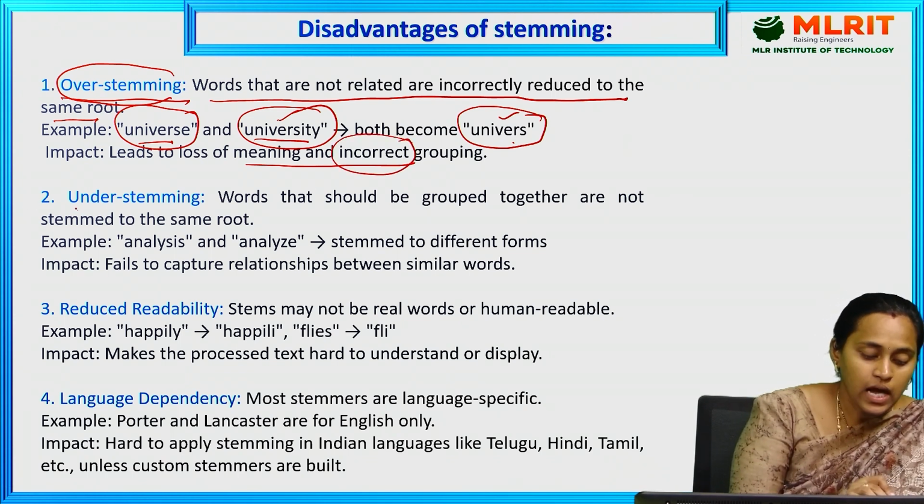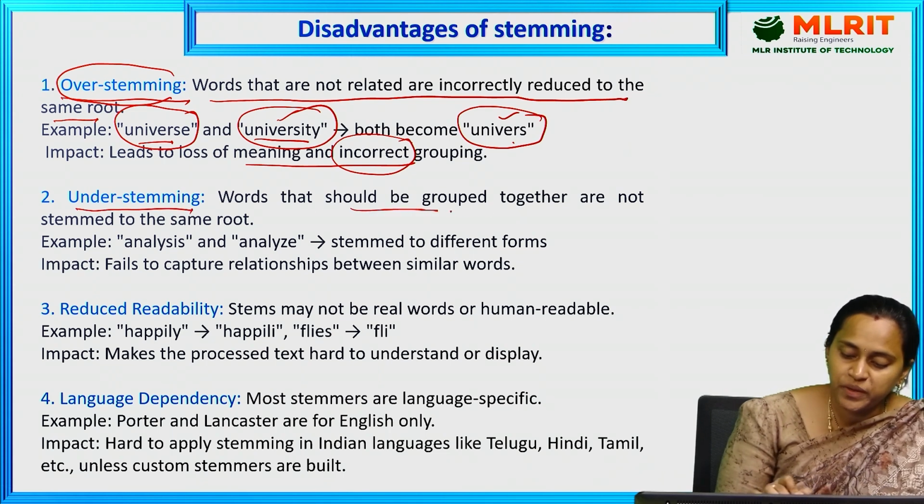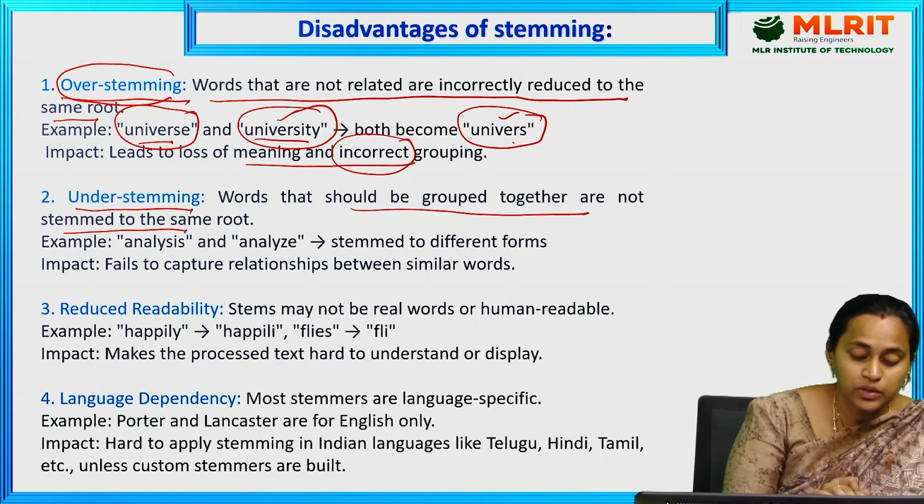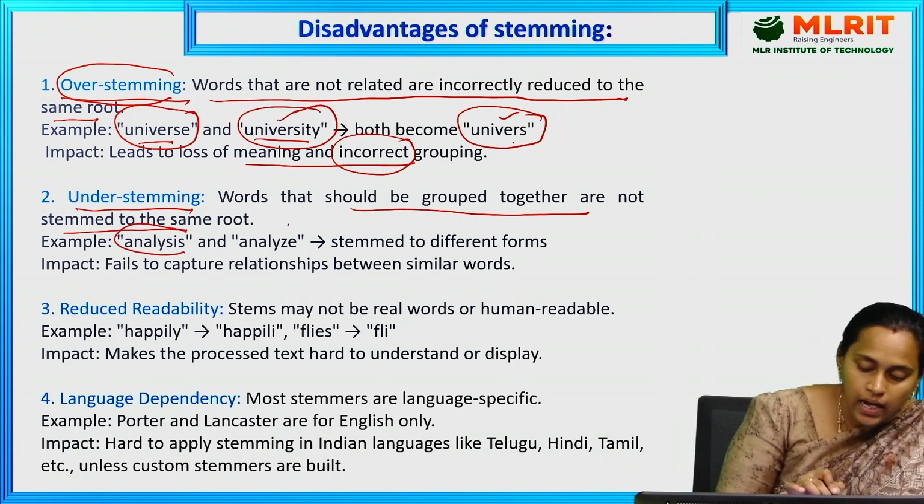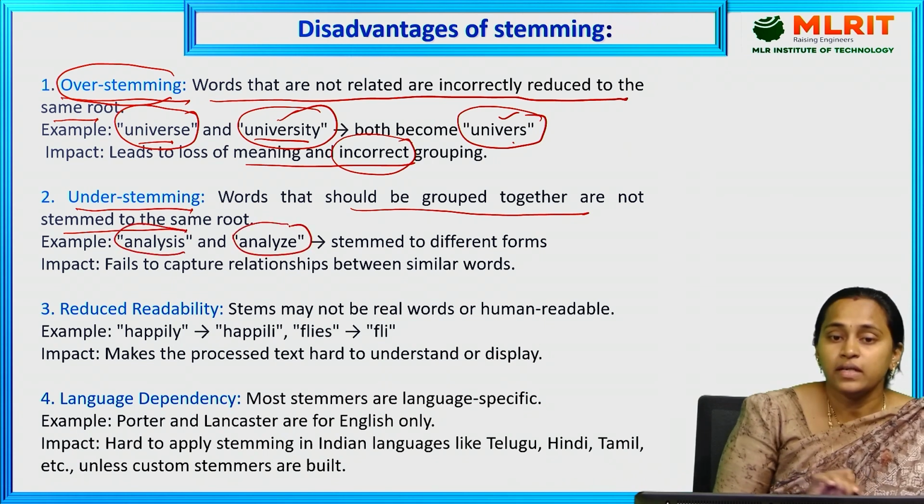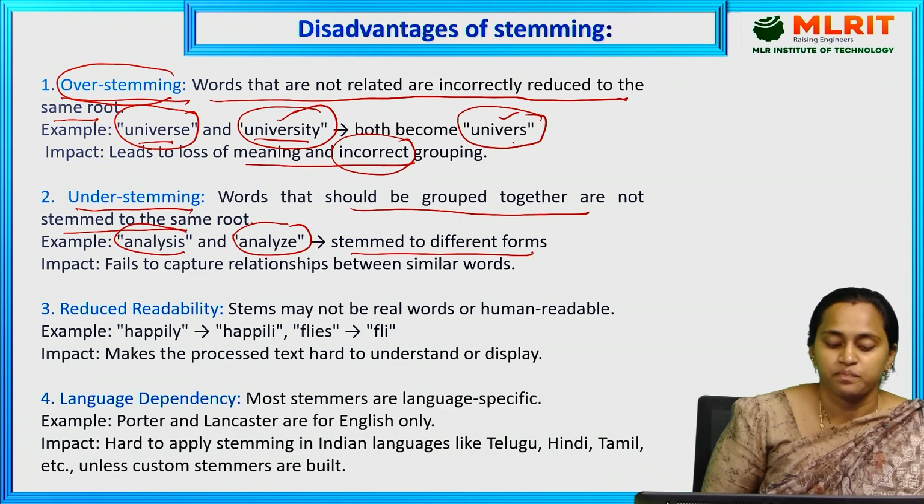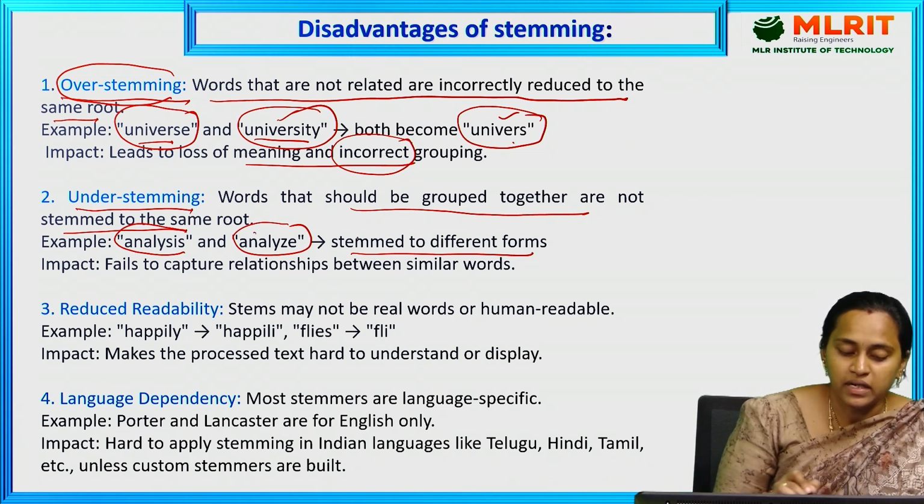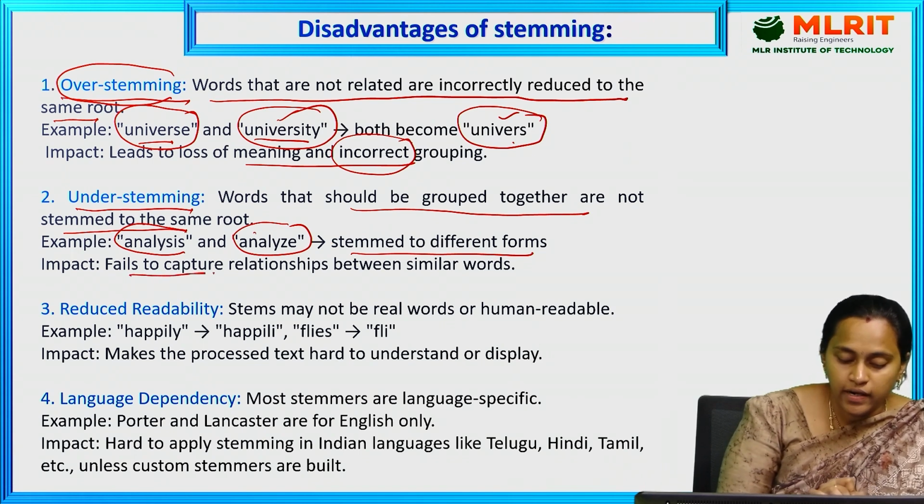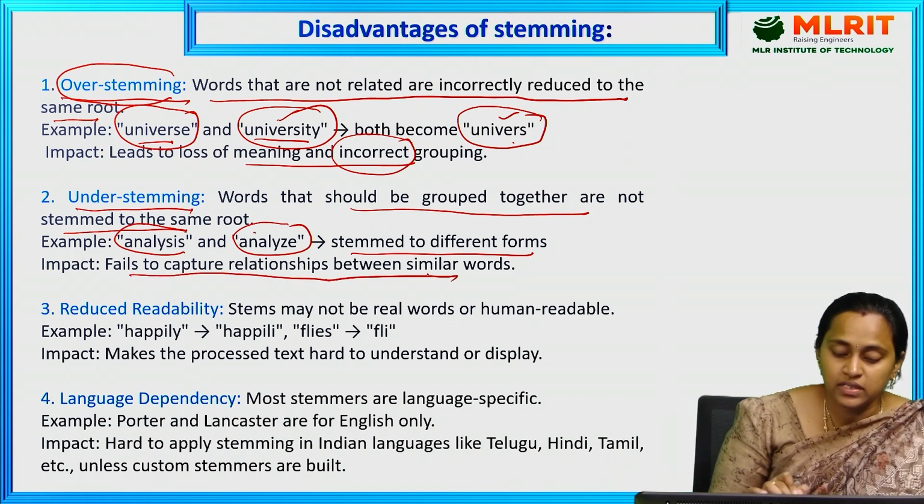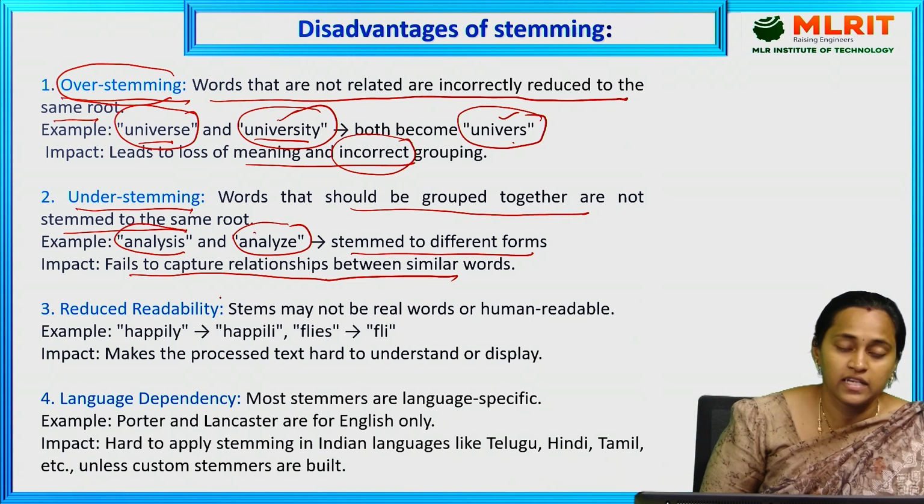Next, second one, under stemming. Words that should be grouped together are not stemmed to the same root. Here see analysis and analyze. They are stemmed to different forms, though both should come under the same root. So it fails to capture the relationship between similar words. Analysis and analyze are the same, but it will not complete the action.